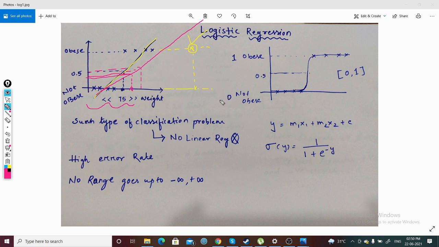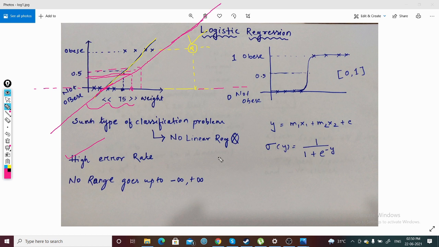Another problem that happens here is that it has no range, because it can go up to infinite negatives and also infinite positives, because we can extend our straight line very far. So there is no boundary here. So it can be said that it has a high error rate, right?